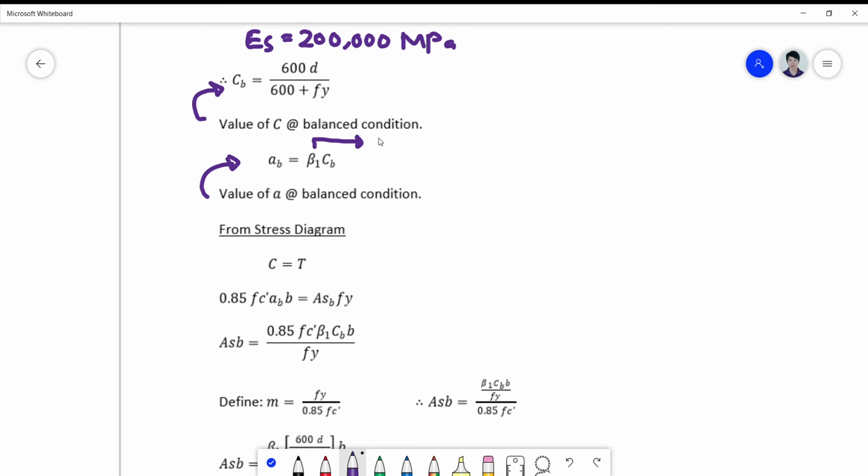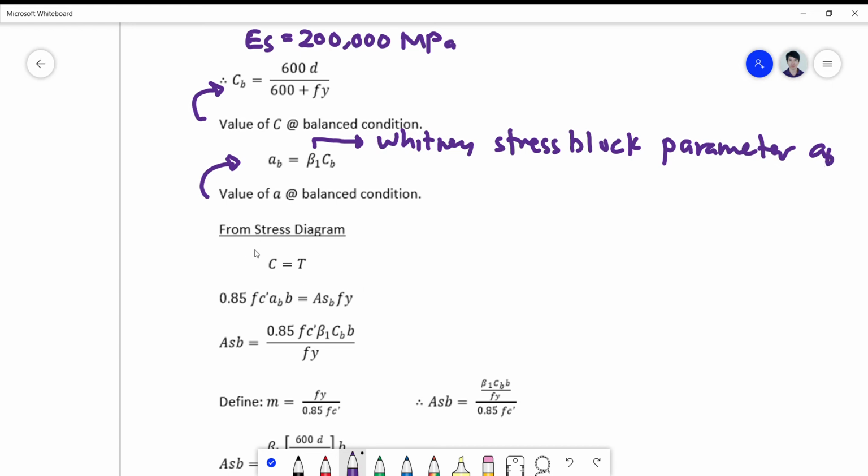What is beta 1 again? This is the Whitney stress block parameter. So in this case, it's a balance. From the stress diagram, C is equal to T, the equilibrium condition. We now get As on the basis of the balance condition, so this must be As balance. Because we're on the balance condition, make sure you have a subscript b there.